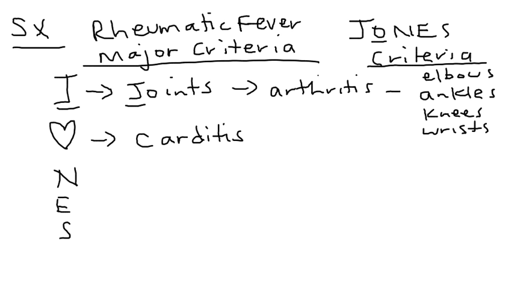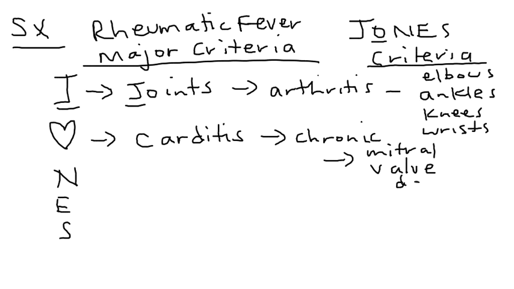And what's important about this is that of all the major criteria, this is the one that can lead to chronic manifestation, chronic damage or disease. And in particular, what we're talking about is valvular dysfunction. And the most common valve that's affected is the mitral valve. So mitral valve damage. All the other major criteria are transient or temporary, that resolve when you treat the rheumatic fever. But this is the one that can lead to a chronic problem.